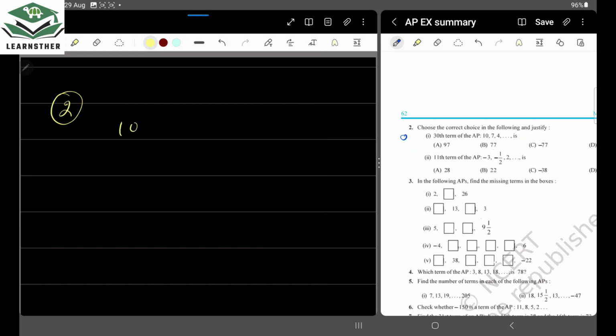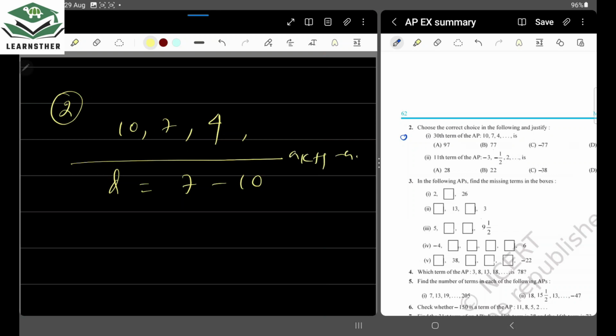You have to find this. This is in AP. So we can find the common difference by 7 minus 10, that is the (k+1)th term minus the kth term. Okay, so this is the second term minus the first term, when k is 1, this will become 2 minus 1. So this is minus 3.